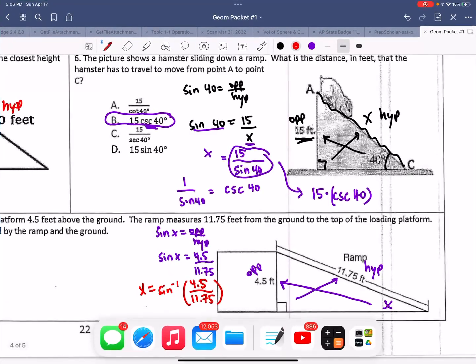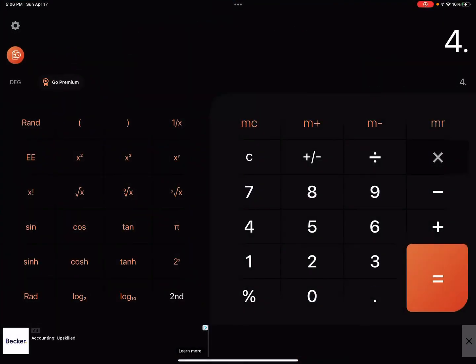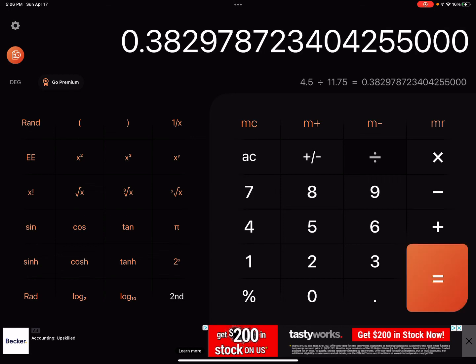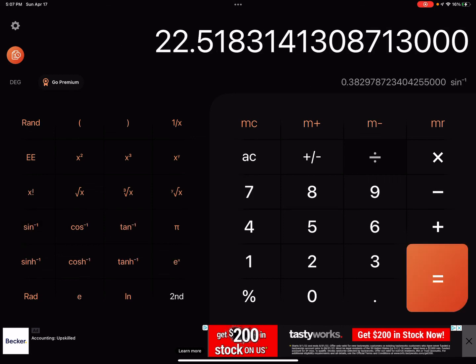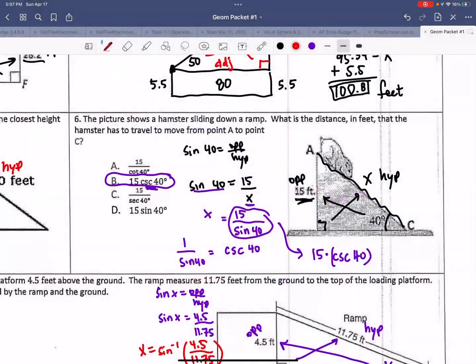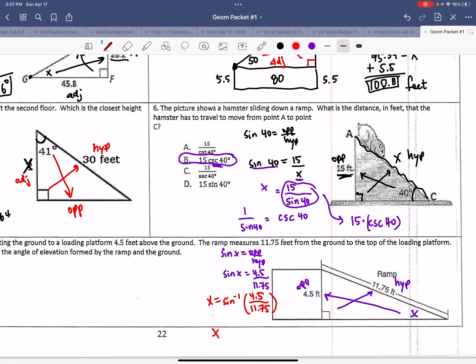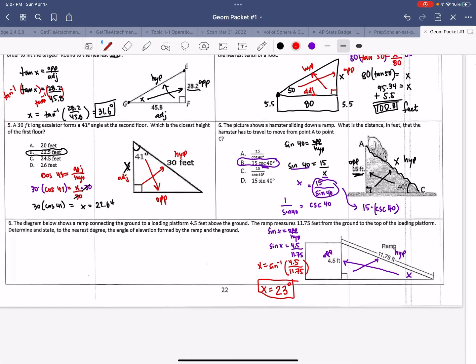4.5 over 11.75. Second sine, 22.5. I'm going to round to the nearest degree, so that will be 23 degrees. Well done, guys.